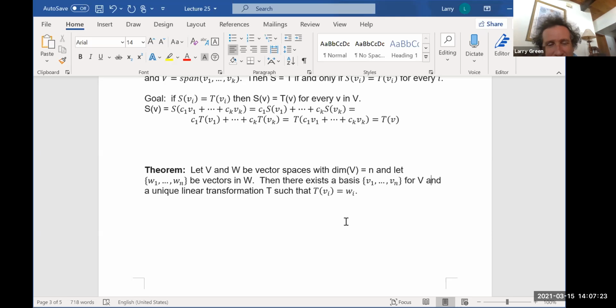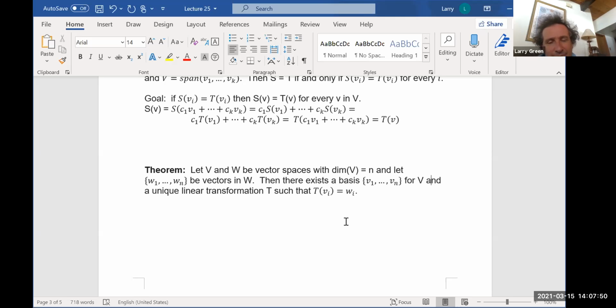But what this does is it says we can do it. Again, it's unique. So you have W1 through Wn as vectors in W. And by the way, they could all be the same vector. They could all be the zero vector for all we know.